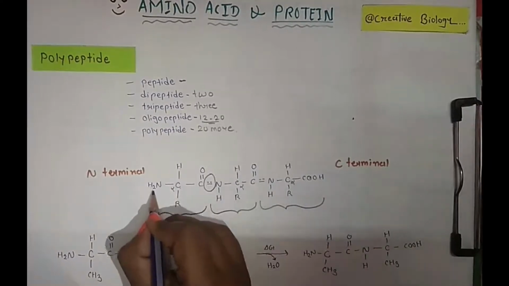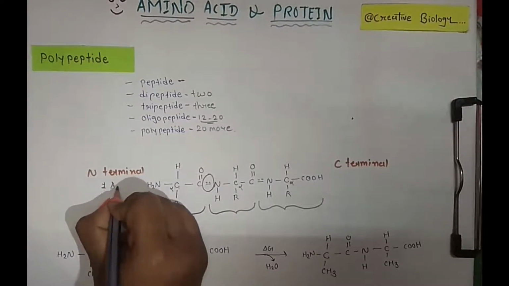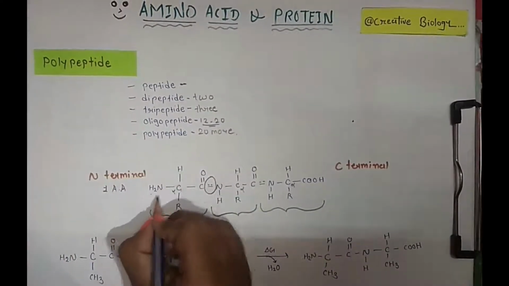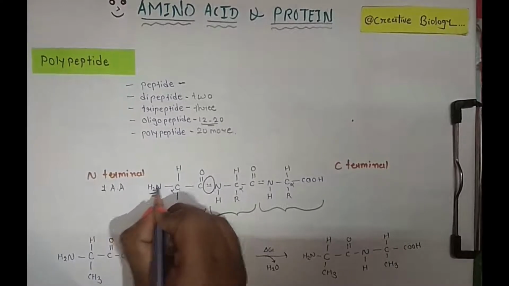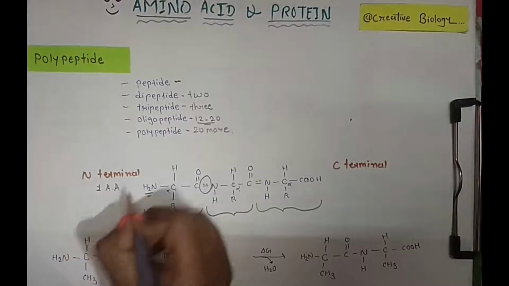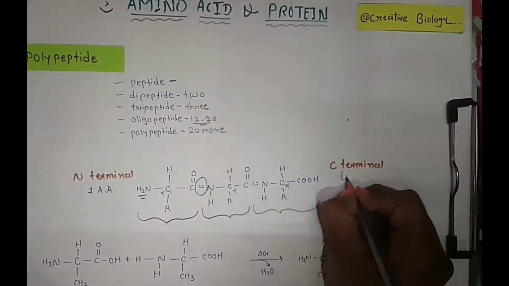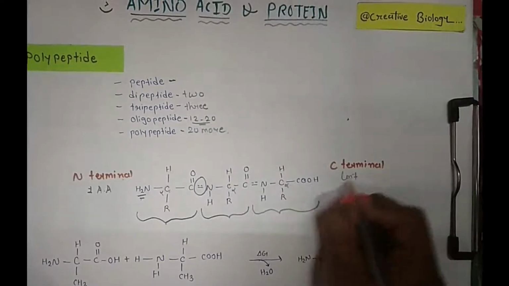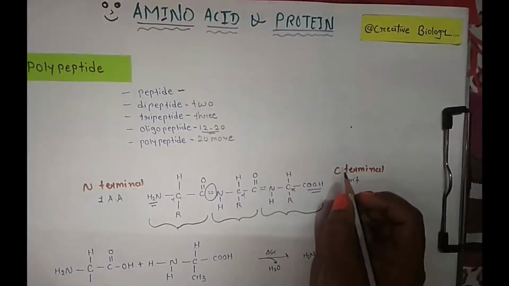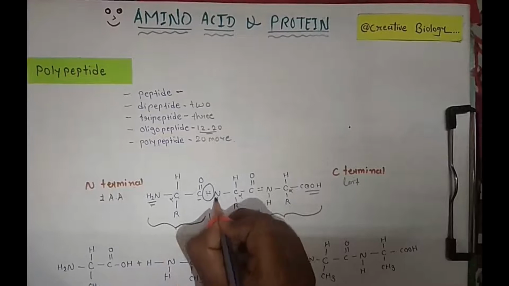Okay, so this is the first amino acid, or primary amino acid, of the chain. The amino group is present on this side, so that is known as the N terminal. And here is the last amino acid of the chain, which is known as the C terminal of this peptide chain. Now, how is the bond formed between the carbon and nitrogen?